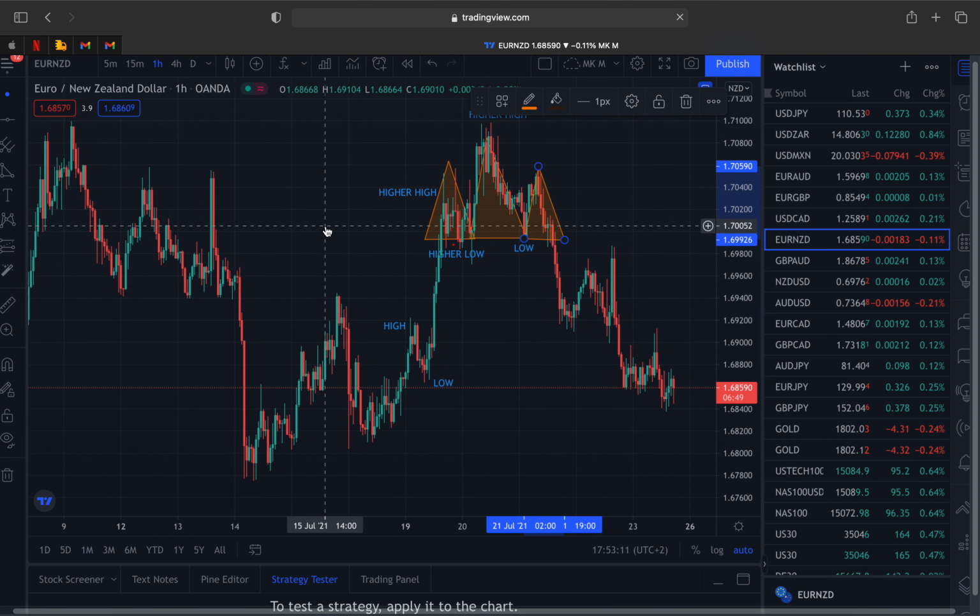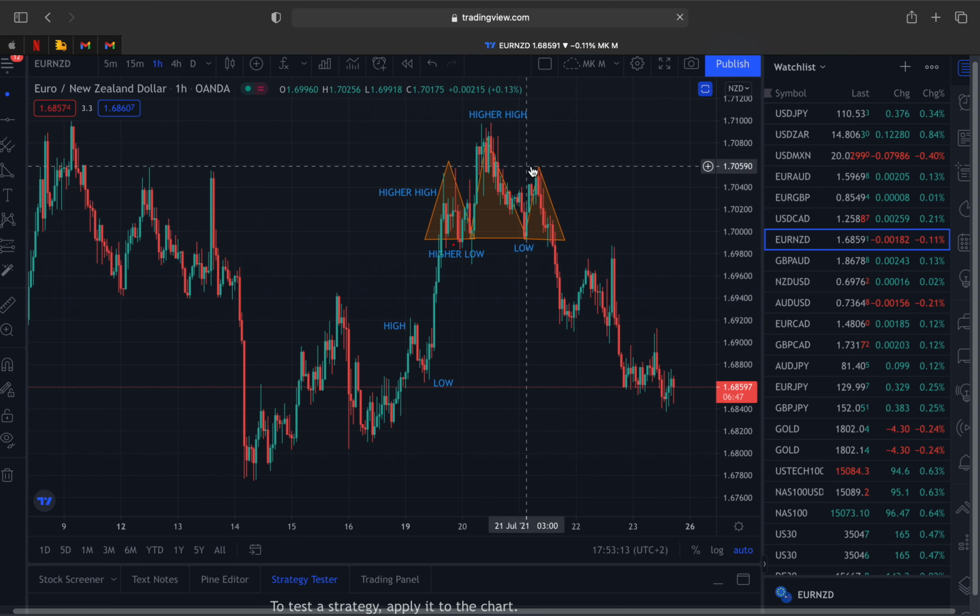Okay, so now as you can see, you had your higher high, your higher low, then you had your higher high, but the correction of this higher high now is equal to the correction of this higher high. Then that's when you have your neckline, what we call the neckline. I'll take the horizontal line.